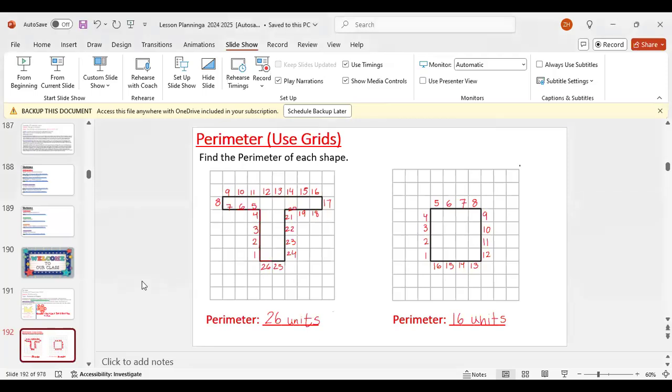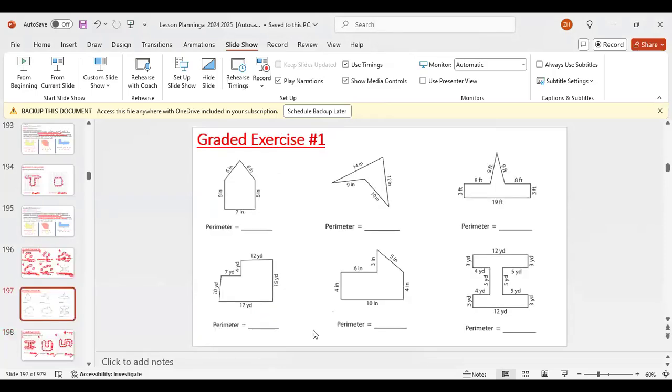Okay, for those of you who are finished with the quiz, I need you to do this particular question. I want you to do the grade exercise that's on the screen. If you are finished with the quiz, please do the grade exercise that's on the screen. Only if you're finished with the quiz.